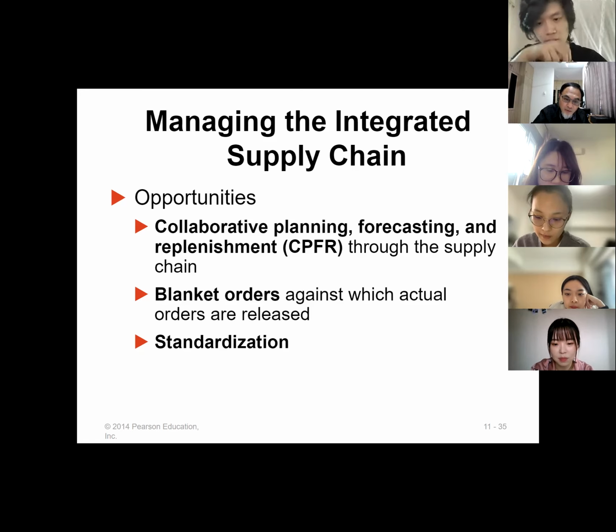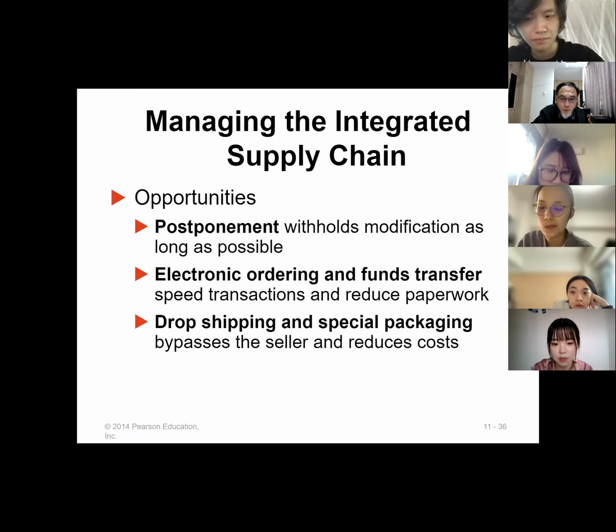Standardization means trying to have common components so that you can source the same components easily. Postponement is also being used by companies. Postponement means there is an arrangement in which I do not want you to deliver the parts during this time and so on. Okay, drop shipping, directly delivering to the customer. Right. So all these are actually things that are being done to integrate the supply chain.